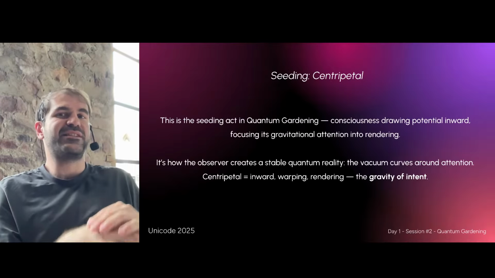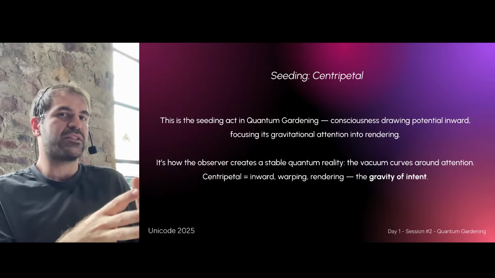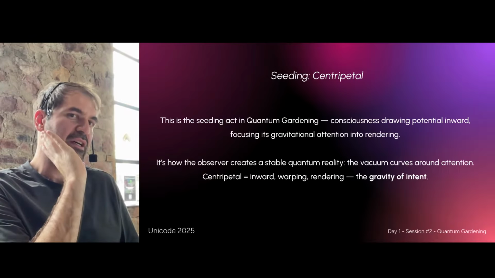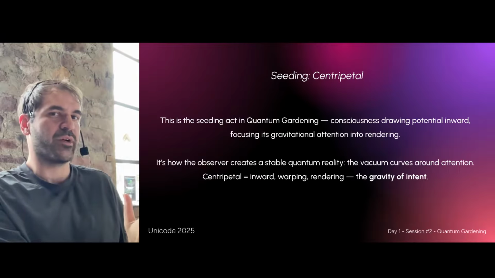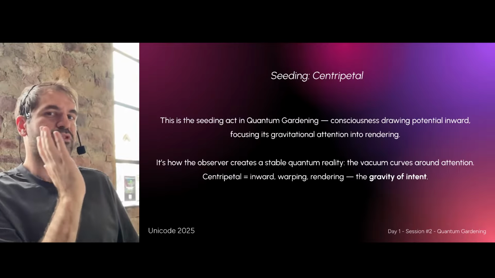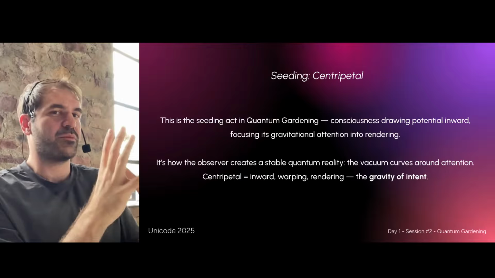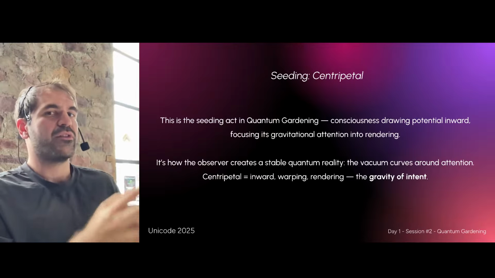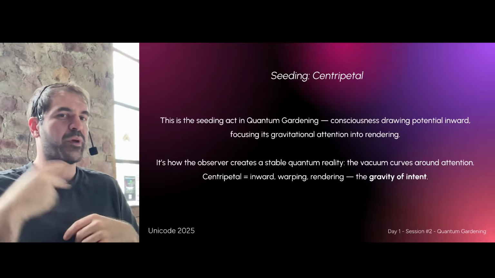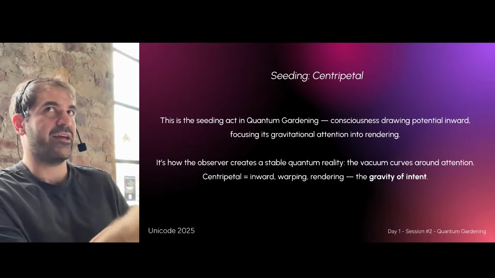So this is the seeding act in quantum gardening, the centripetal. Consciousness drawing potential inward and focusing its gravitational attention into its rendering. It's how the observer creates a stable quantum reality. The vacuum curves around attention. The centripetal is the inward, the warping, the rendering, the gravity of intent.